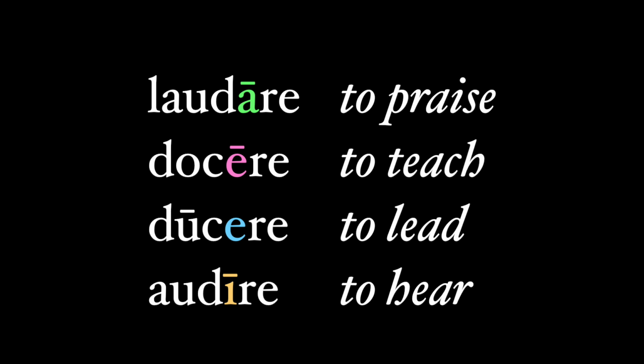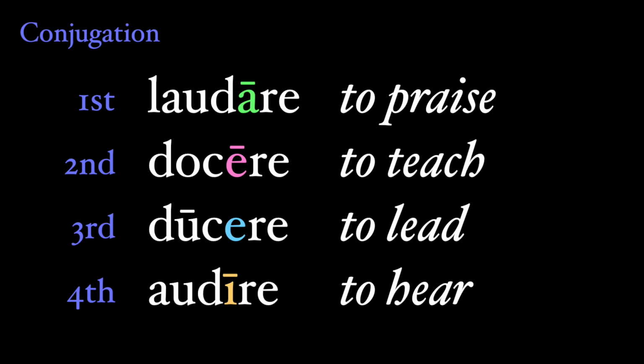But back to regular verbs. Notice how the vowel before this re sometimes changes. So it's a long A in laudāre, a long E in docēre, but a short E in dūcere, and a long I in audire. This vowel tells us what group, what conjugation, to use the technical term, a verb belongs to. Let me put it a different way. Verbs whose infinitives end the same way are all conjugated in the same way. So the first conjugation is for those whose infinitive ends in āre, a long A, the second in ēre, a long E, the third in ere, a short E, and the fourth in īre, a long I. It can be easy to remember this because this is really alphabetical order, and you just have to remember that E long comes before E short.